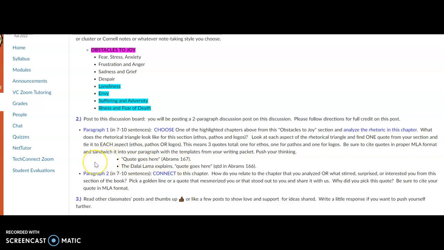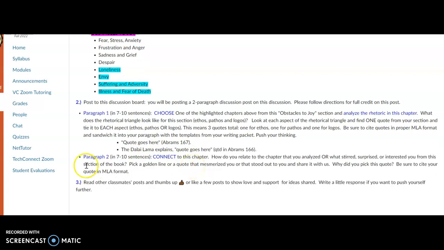And here are some examples of how to quote in MLA format. Make sure you have it in quotation marks with your parenthetical citation. In paragraph 2 here, you're going to do the same thing you did for the last discussion, and you're going to connect on a personal level to the chapter. How do you relate? What stirred or surprised or interested you from this chapter? And then pull a golden line if you would like, or a quote from this section. Why did you pick this golden line, and what does it mean to you?